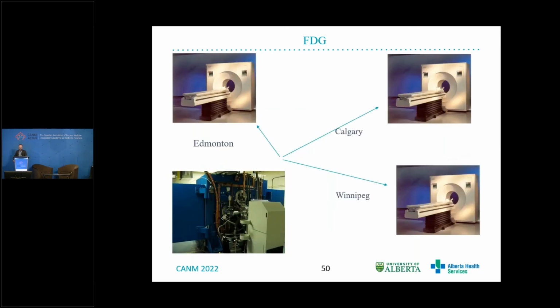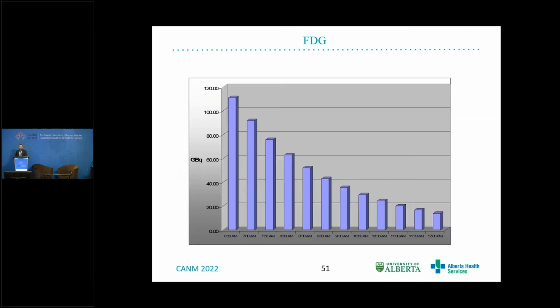So again, we are shipping to Calgary, not so much to Winnipeg anymore. And the decay really plays a role there. If we start with over 100 gigs, and Calgary gets it after 4 hours, we're down to below 40 gigs that they actually receive and can use in their clinic.